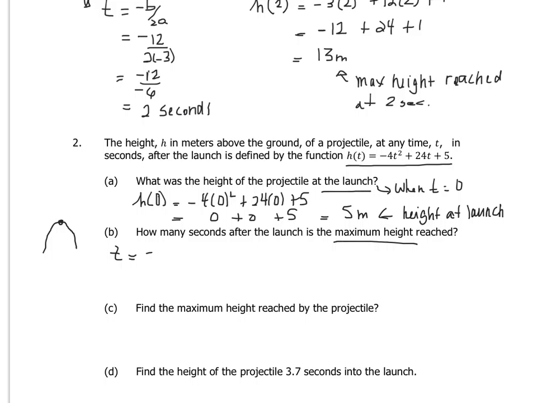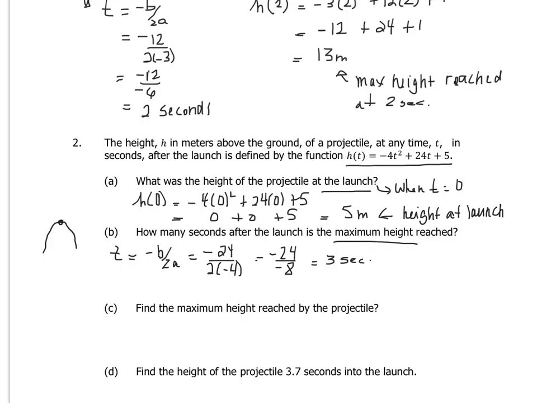So we have t equals negative b over 2a again. The b value is 24, and you want the negative of that, over 2a, which is 2 times a negative 4. So that would be negative 24 over negative 8, which would be 3 seconds.